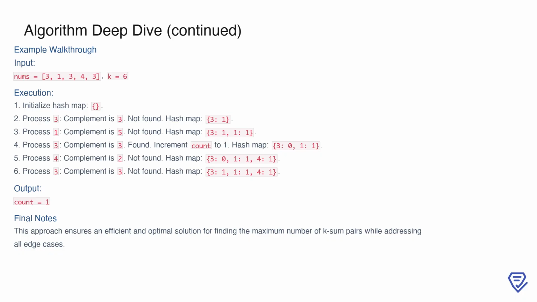Continuing, we process 4 and then the final 3, updating the hash map as needed. By the end, the hash map reflects all processed elements, and the total count of valid operations is 1. This example highlights the algorithm's efficiency and its ability to handle duplicates and complements dynamically.